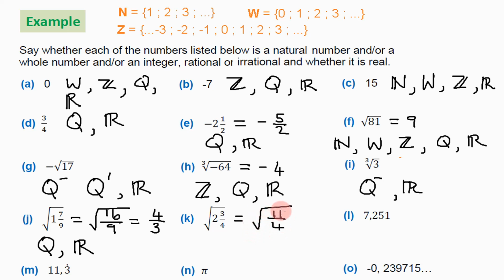So we have the square root of a number that's not a perfect square. And of course that means that it's irrational, and hence also real. Then we have 7,251. So this is a decimal that is terminating. Any decimal won't be a member of any of these three sets. But a terminating decimal is rational. So it's a rational number, and hence also real.